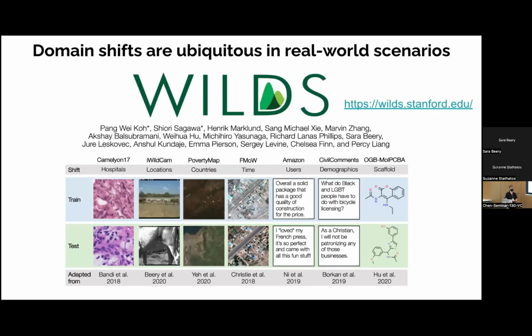And so I really want to point out that these types of domain shifts, basically that the data that you want to use the model on might not be from the same domain, are really ubiquitous in real world scenarios. This is a paper that I was one of many amazing authors on, where we tried to formulate a benchmark that captured these real world domain shifts and measured actually how much of a gap we got in performance when you ask a model to perform well out of domain.